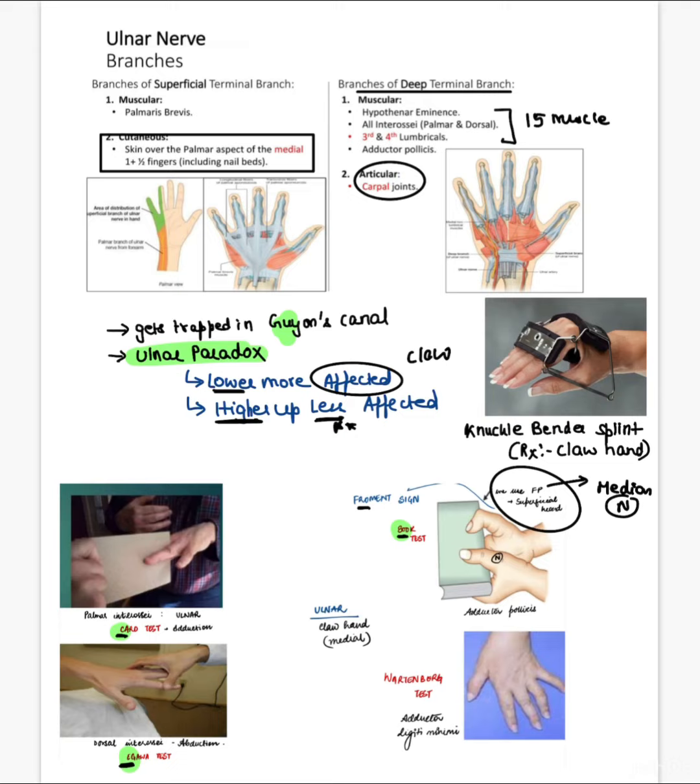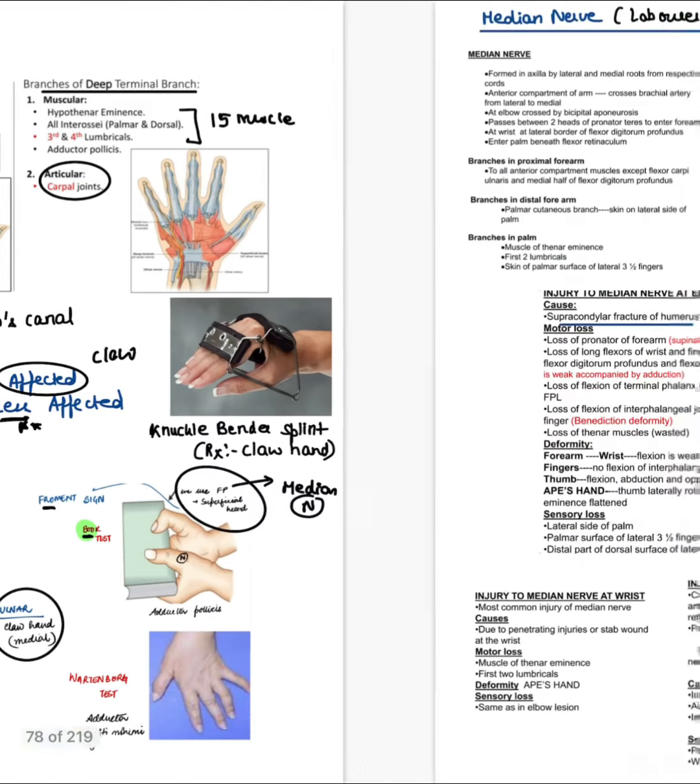C for card test, guys. We know palmar interossei PAD: adduct means bring it close. So we ask him to hold the card close. If he is able to hold it, fine. This will detect ulnar nerve function. Then dorsal interossei DAB: abduct. So against resistance, we ask him to move it away. Then the ulnar nerve lesion causes your claw hand, guys.